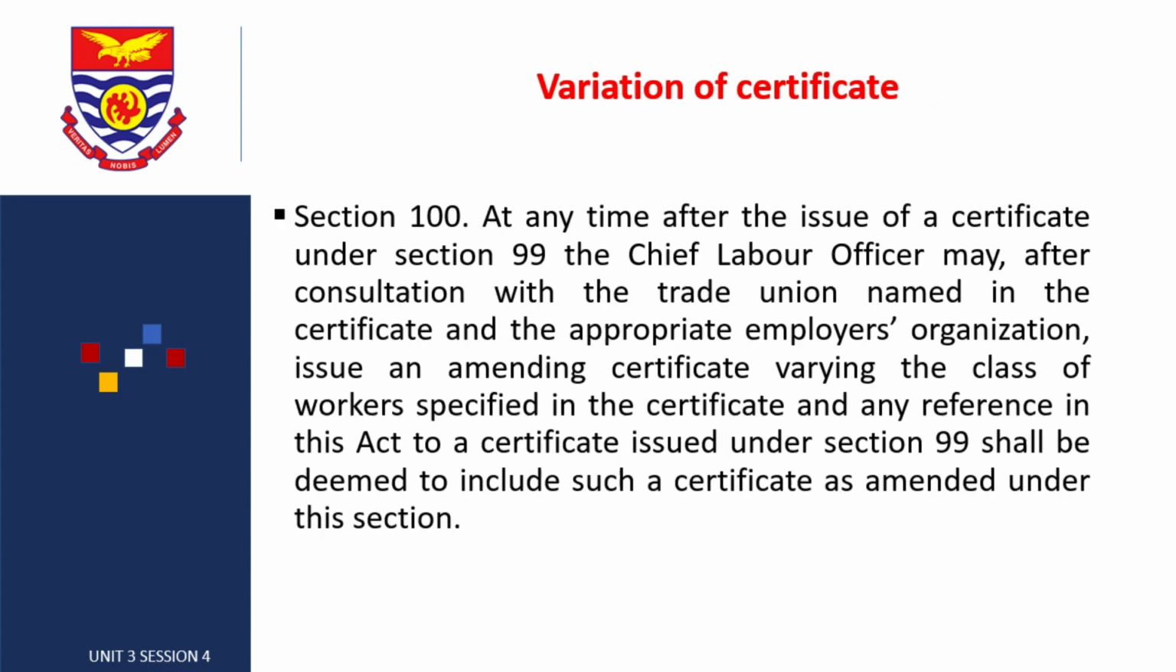Now the variation of certificate. Section 100: at any time after the issue of a certificate under Section 99, the chief labor officer may, after consultation with the trade union, vary the certificate, and the reference in this Act to a certificate issued under Section 99 shall be deemed to include such a certificate as amended under this provision.